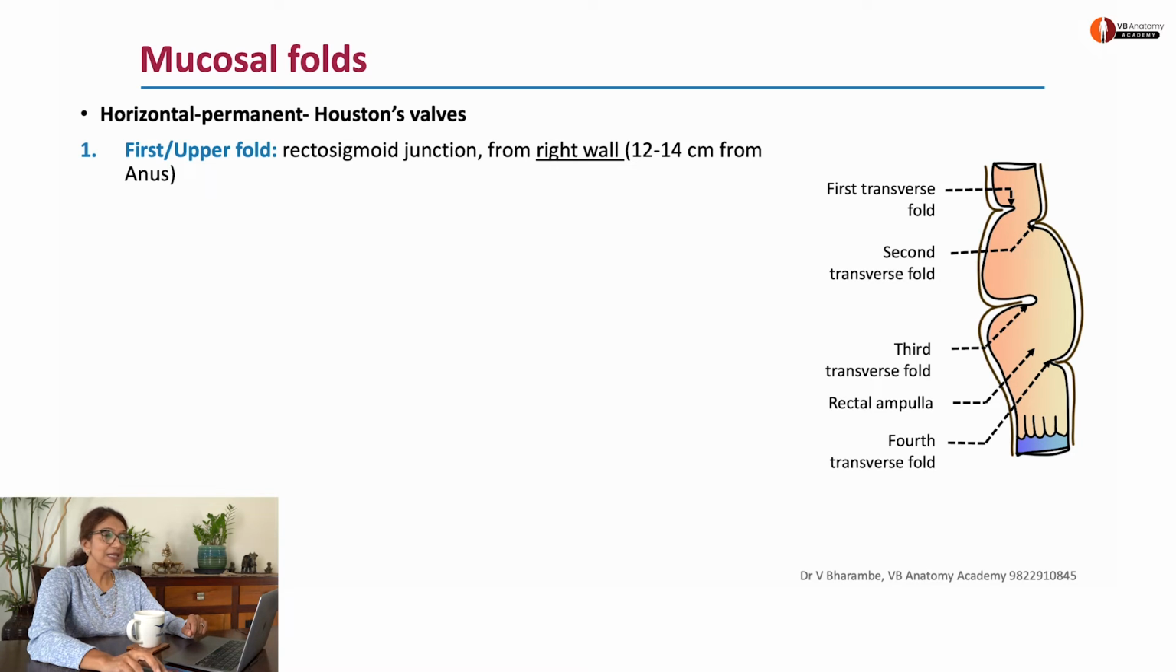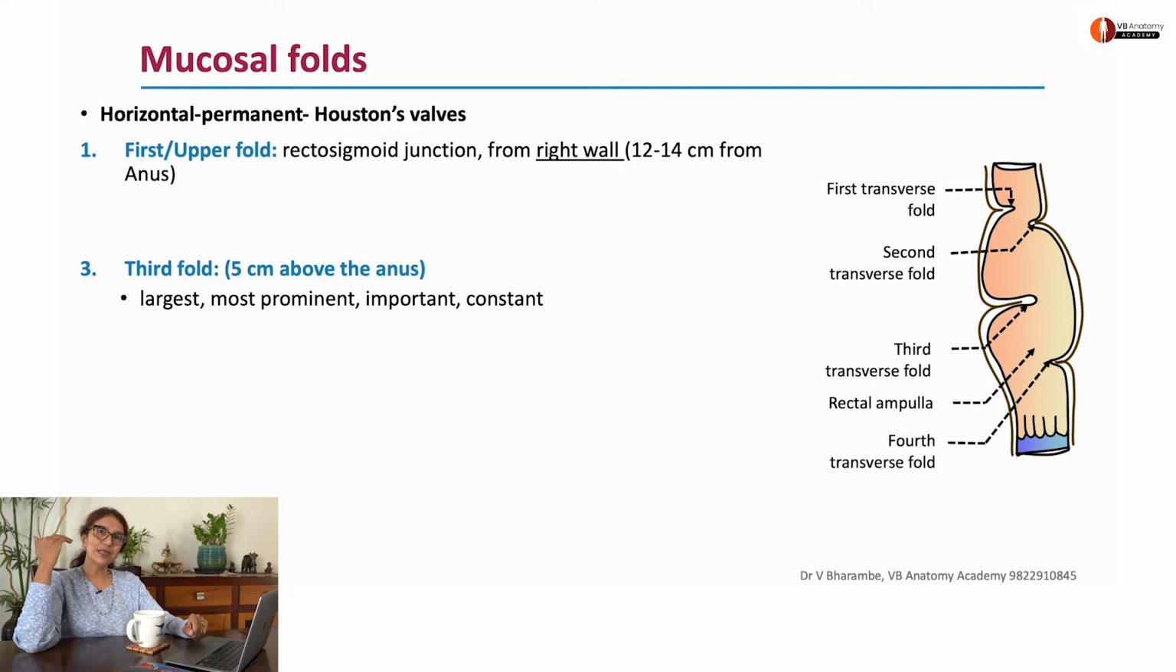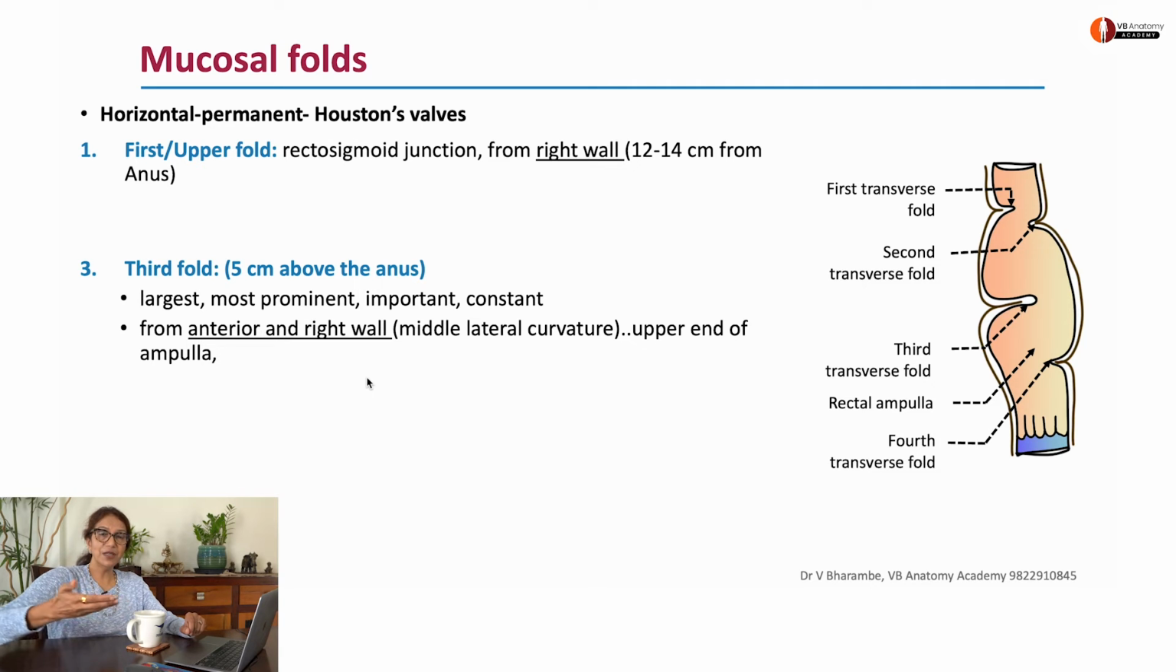So the first and the third, they come from the right wall. Okay. The first is present almost at the rectosigmoid junction, but the third one is present somewhat in between. It's the largest and the most important of the valves. It appears from the anterior and the right side. Remember, this is important. Sometimes it forms a complete circle of fold, which is called the Nelaton sphincter.